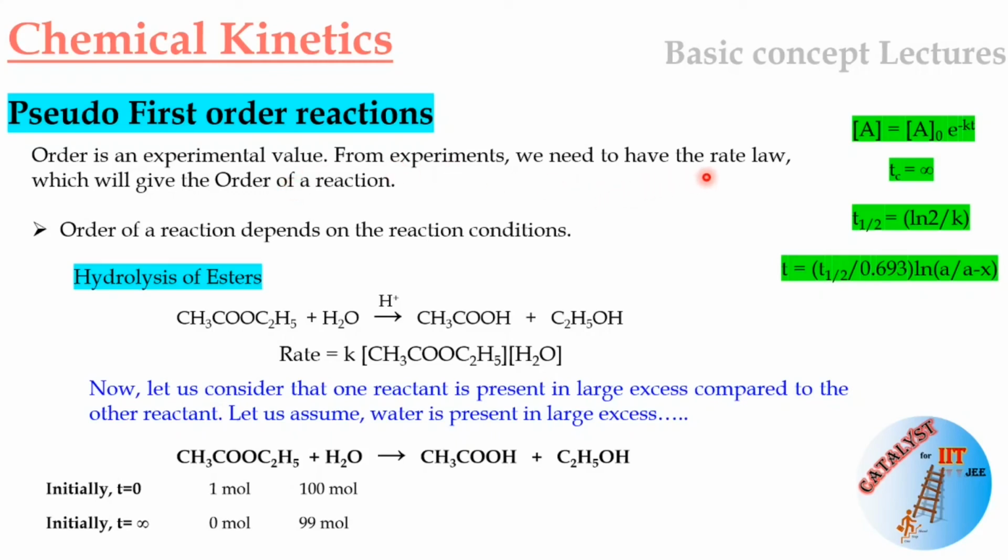So from experiments we need to have the rate law first, which will give the order of the reaction, that you all know. So why is that? Because the order of the reaction depends on the reaction condition. Now let us look at this example where hydrolysis of an ester is happening.